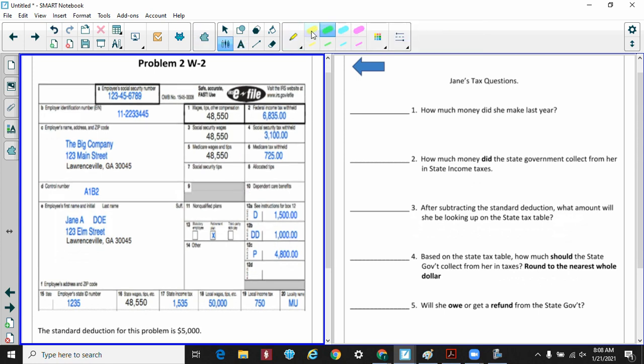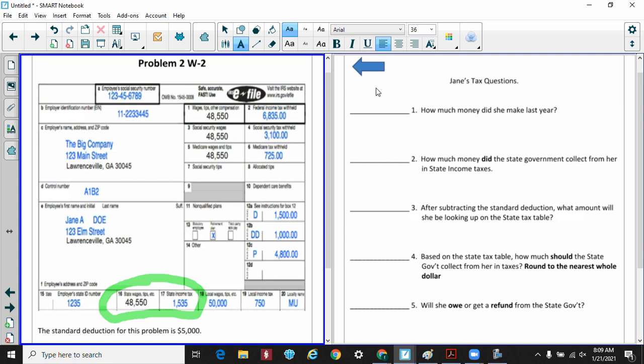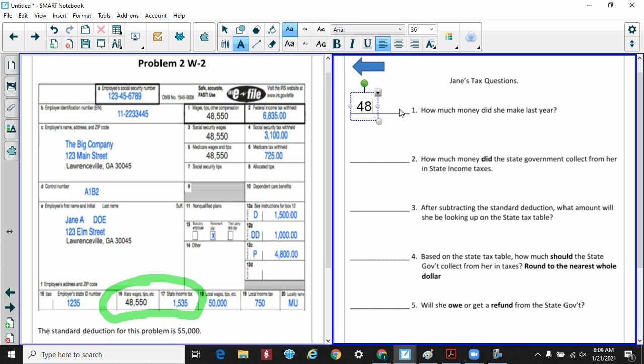For our next question, it is Jane, and here's Jane's W-2. Again, there's a lot of information on this W-2. Really, the two numbers that we need are line 16 and 17. That's really all we need. Remember, we're talking about the basics here. So how much money did she make? She made 48,550. How much did the state government take from her? 1,535. After subtracting the standard deduction, which will always be 5,000, it ends up being 43,550. That's the number I'm looking for.